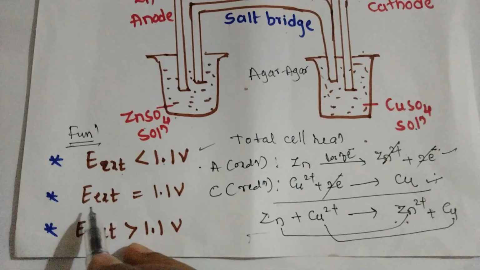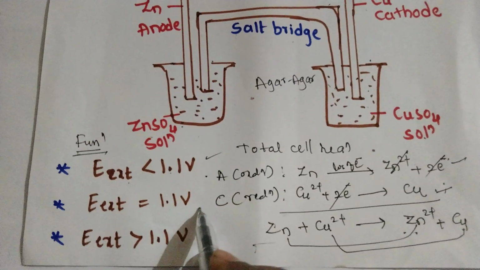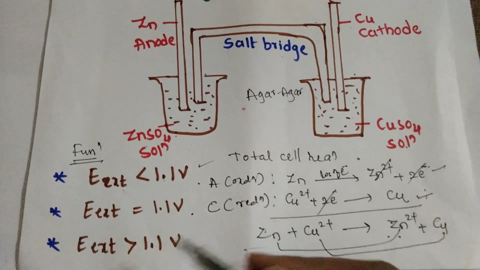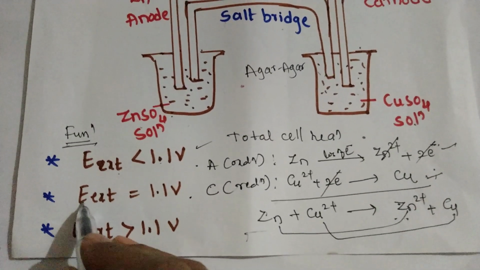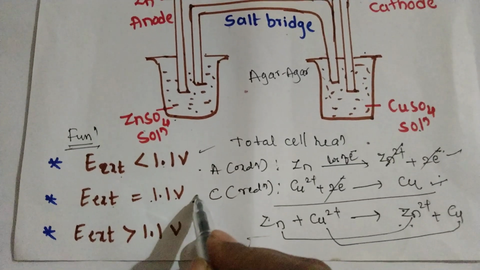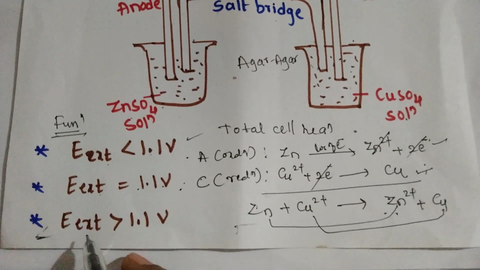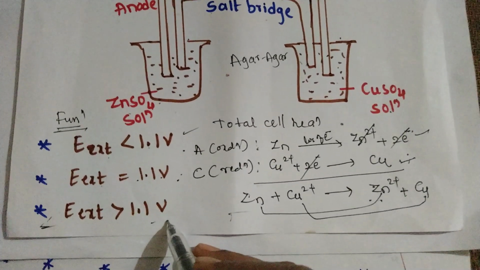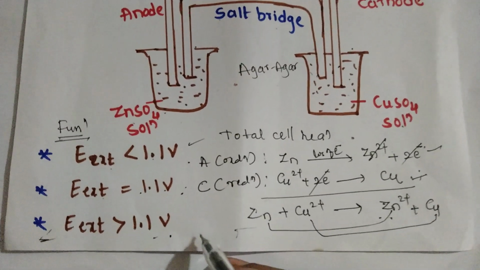If the applied potential is equal to 1.1 volt, there is no flow of electrons or electricity, meaning no chemical reaction occurs when the applied potential is equal to 1.1 volt. Then the third one is if the applied potential is more than 1.1 volt. Here the cell reaction is reversed, meaning it acts as an electrolytic cell.